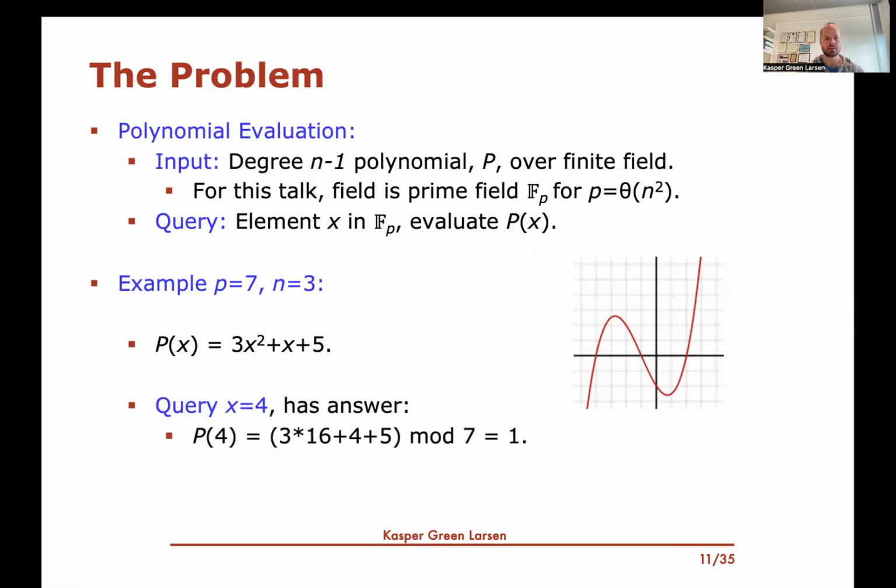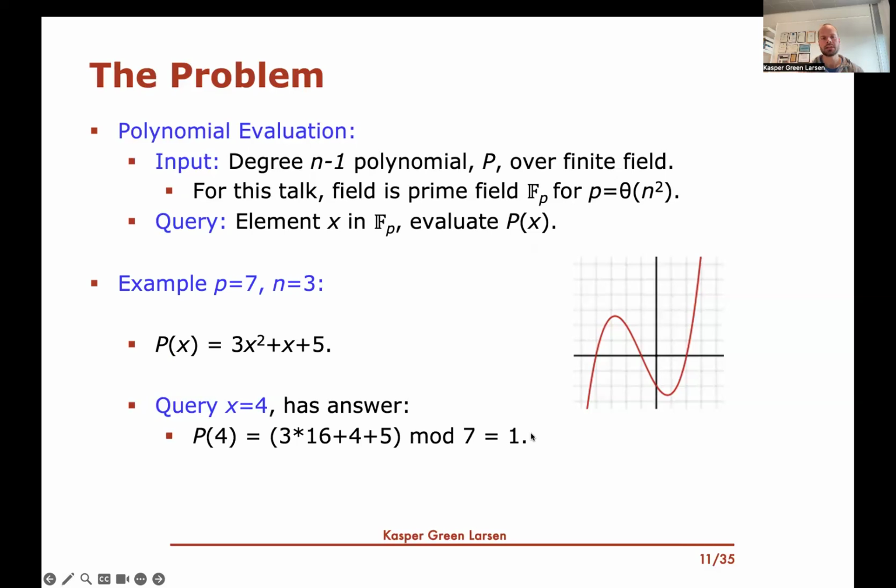And if we get a query where x is 4, we have to evaluate this polynomial over the finite field F7. So that just means we have to evaluate it mod 7. So we can basically insert 4 here. The number we have to compute is 3 times 16 plus 4 for the x plus 5, mod 7. So the answer to this query is 1.